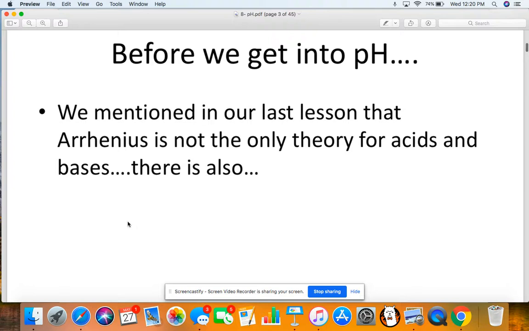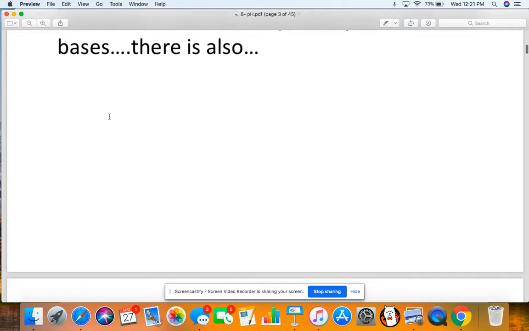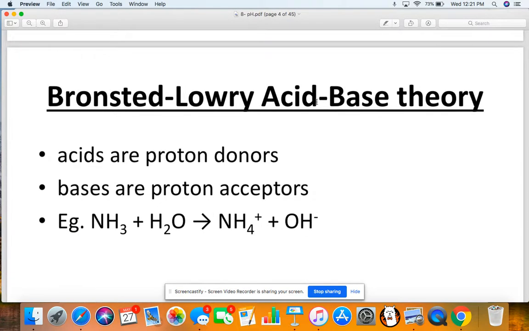Before we get into that though, I just want to revisit the idea of acids and bases from last week. Last week we looked at the idea of an Arrhenius acid and base. We said that based on Arrhenius, acids have an H+ and bases have an OH. Now we're going to take a look at one more theory that we didn't look at last week. This theory is a little less stringent. This theory is called the Bronsted-Lowry theory of acids and bases.